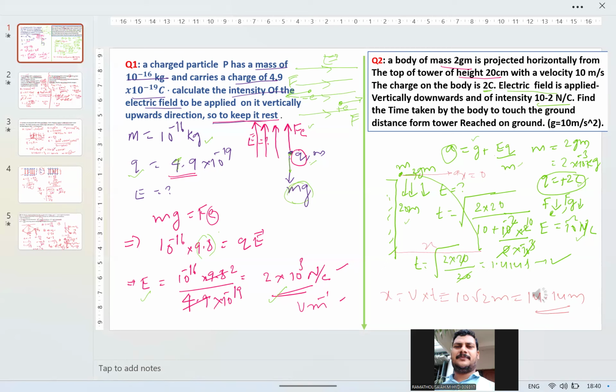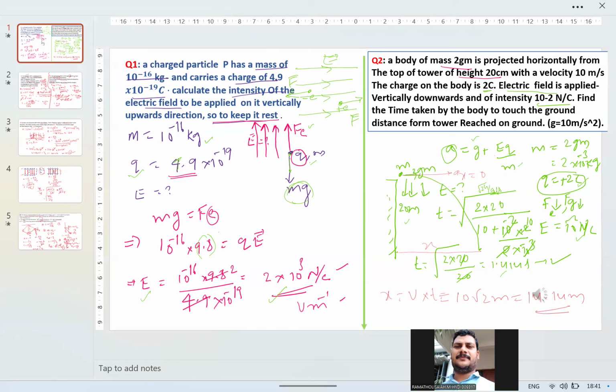Substituting the given values, you will get t equal to 1.414 seconds, root 2 seconds actually. After all the calculations, root 2 seconds will come. t is equal to root over 2h by g effective is the formula. Now, how far from the tower will it fall on the ground? So the next question is: it reaches the ground at what distance from the tower?